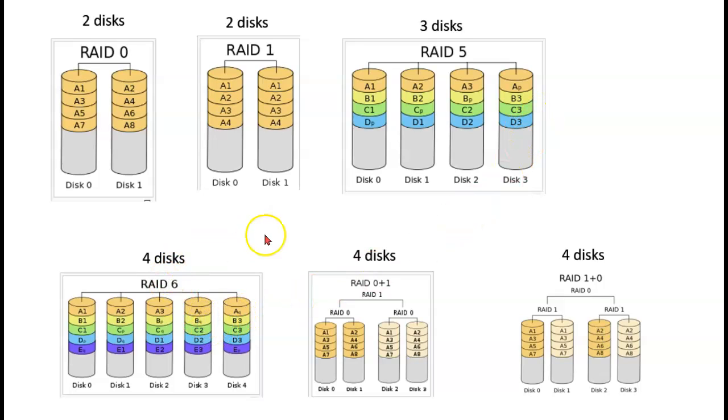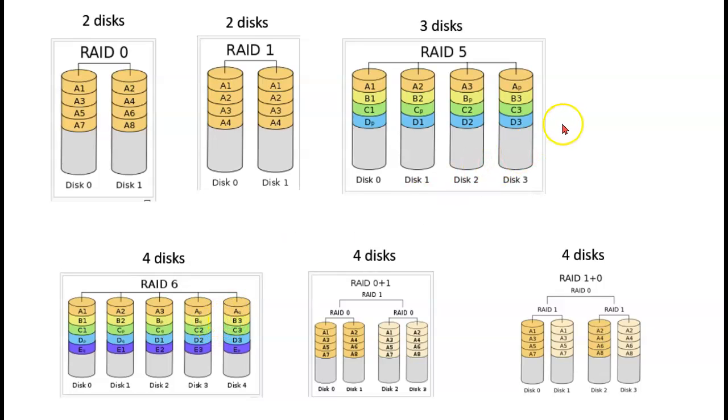Now RAID 6 is similar, except it has to have at least 4 disks. And again, I know it shows 5 here, but you can do it with 4. Again, we have striping and we have parity, but we have enough parity on these that we can lose up to 2 disks and still reconstruct those disks.